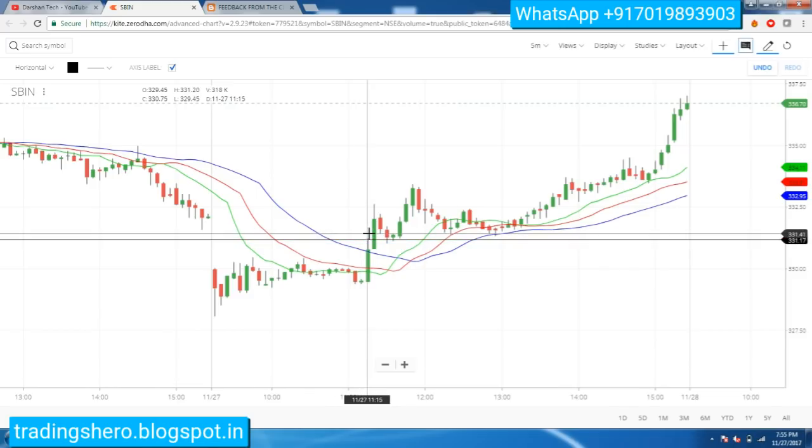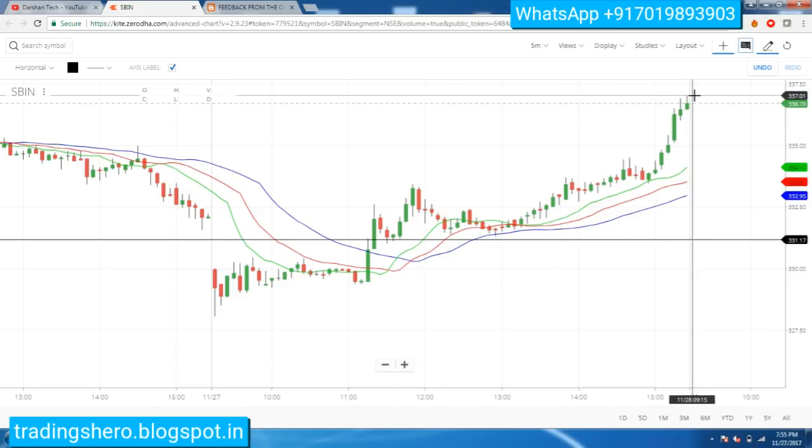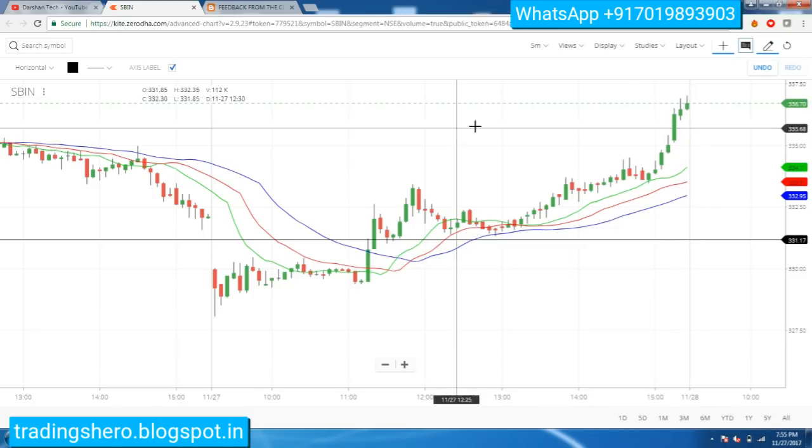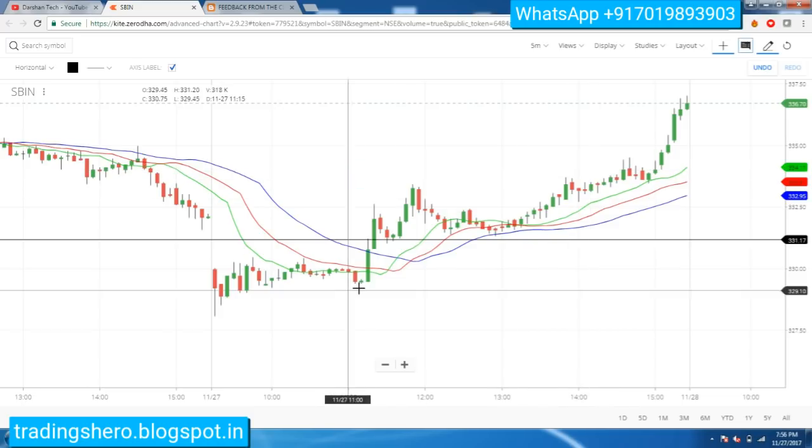So the buffer will be 331.30 here. That's a 10 paisa buffer, and as you can see, once it triggers, it went all the way up till 332.60, and still it kept on moving up, and here it made a high of 333.30, and later, as you can see, it went to the day high. It made a high of almost 337 today. So that's how the strategy is working.